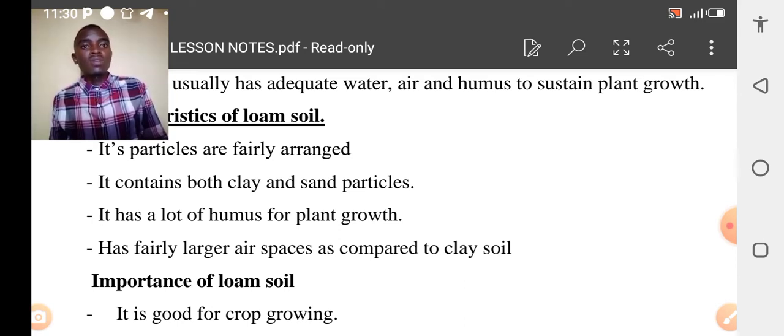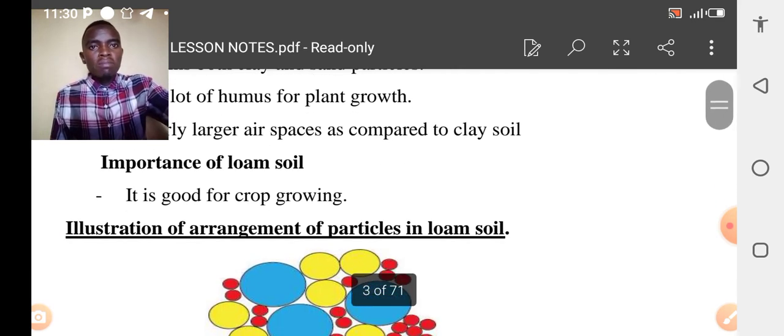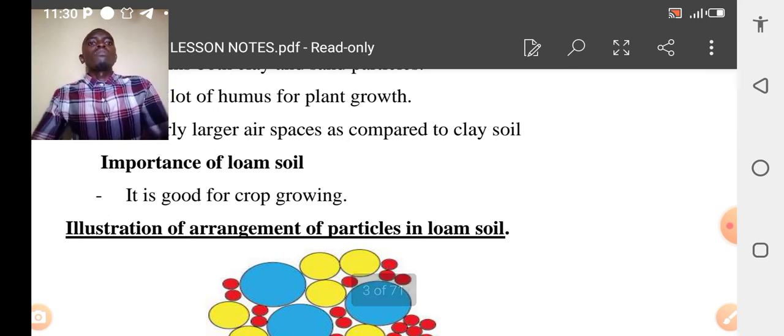Let us continue our lesson today, which is about soil. We have seen the types of soil. We have seen how soil is formed. We have seen clay soil. We have seen characteristics of soil, and we have seen loam soil. So we are in characteristics of loam soil, where we are working on importance of loam soil. So here we are going to continue about importance of loam soil.